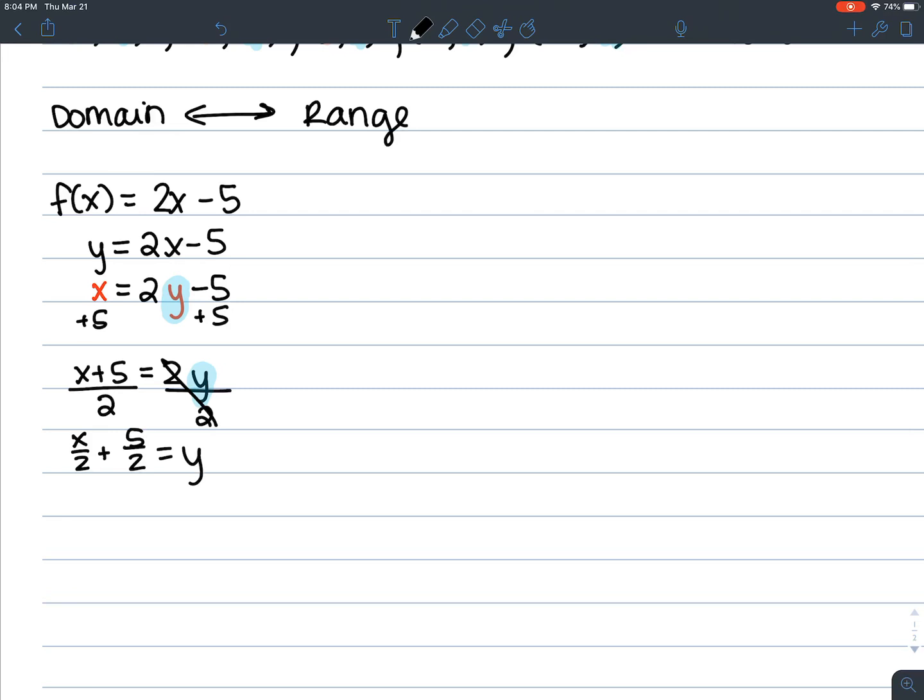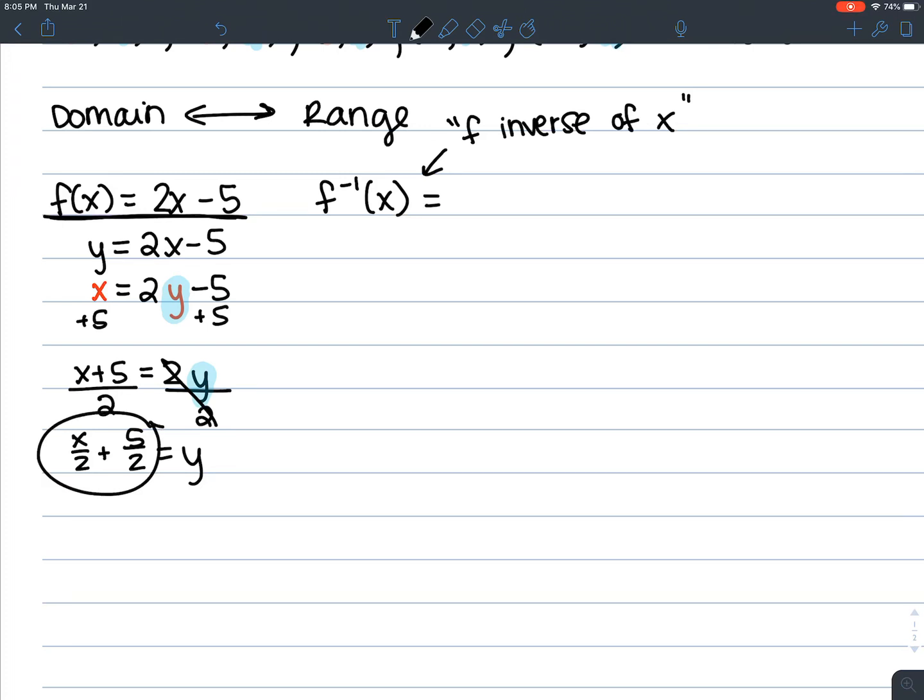So my function is this. And the way that we write the inverse function is, instead of f of x, we have f inverse of x. So that is said f inverse of x. Okay, and that's what that -1 means. That's the terminology. So that is x over 2 plus 5 over 2.